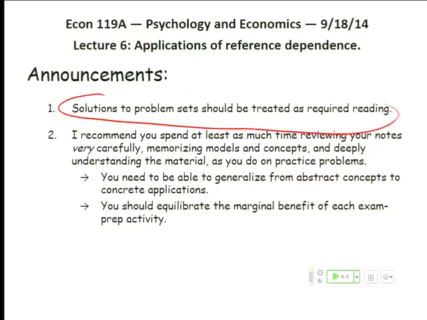So the solutions to the problem sets. Solutions to the problem sets should be treated as required reading. I try in my solutions to not just show you the answer and how I got the answer, but to talk a little bit about why it's the answer and what it means. So I would encourage you to just add that to the stack of things that you review when you're prepping for the exam. Then this comment.